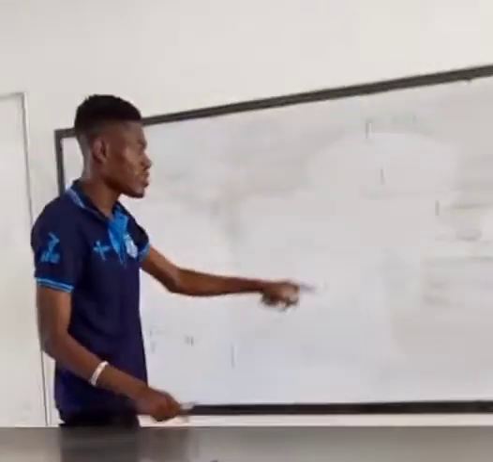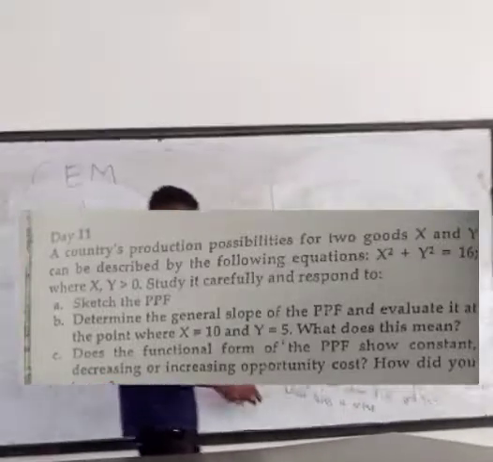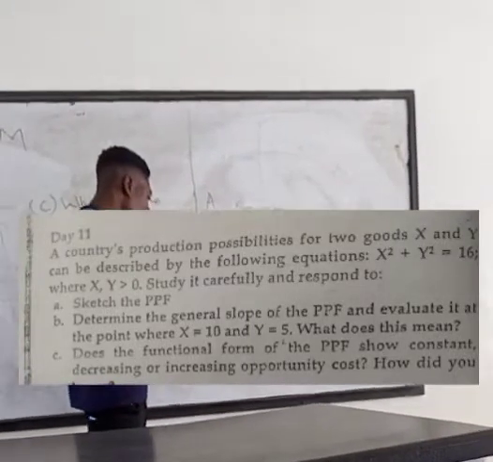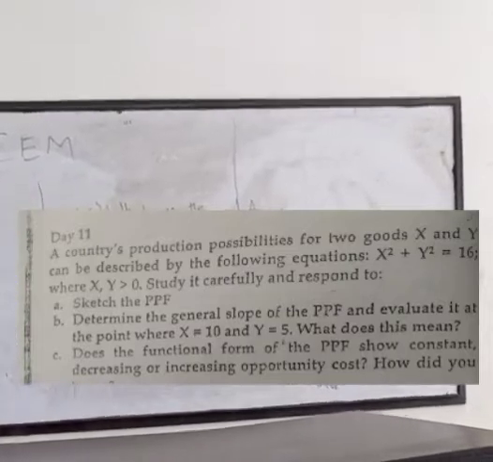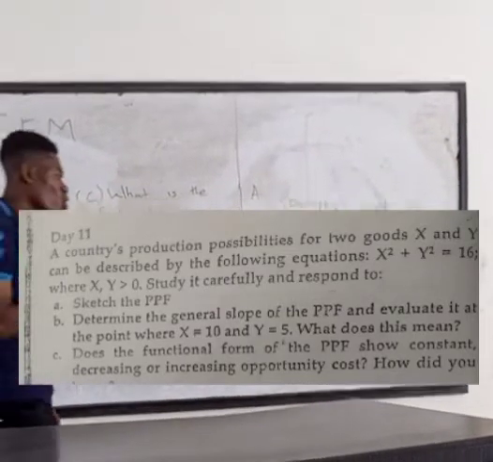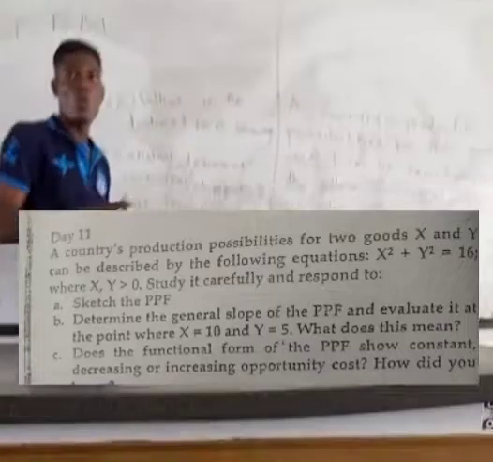And the B part says determine the general slope and evaluate it at the point where x is equal to 10 and y is equal to 5. What does it mean?